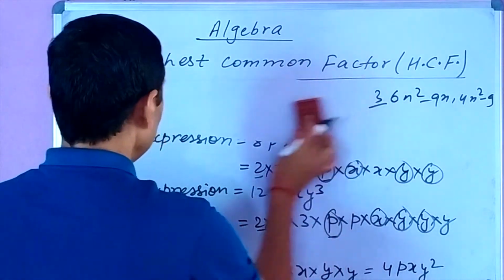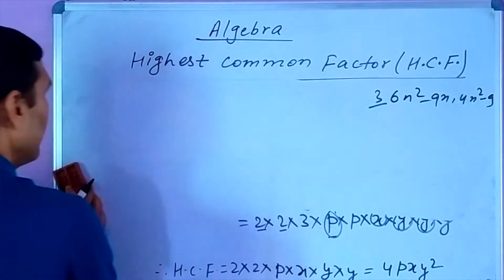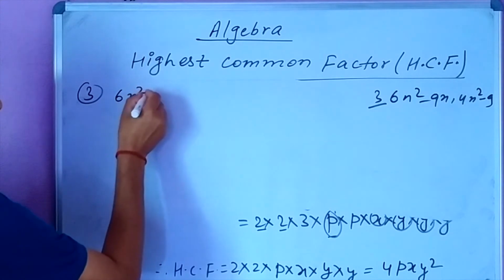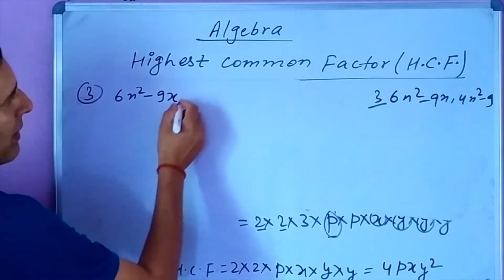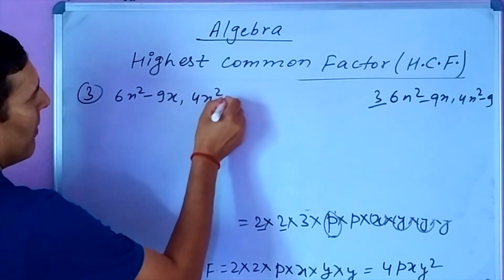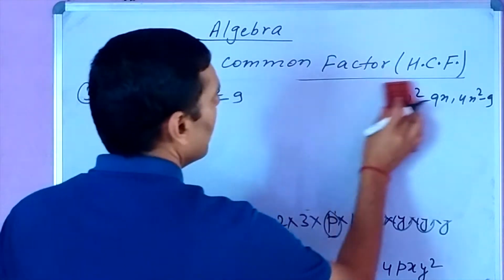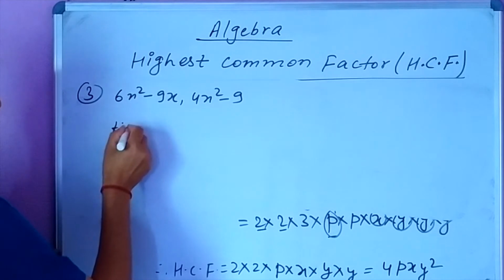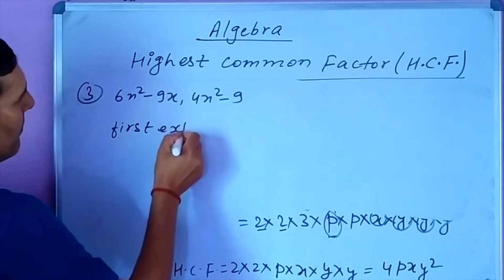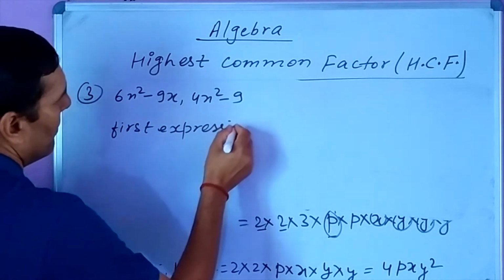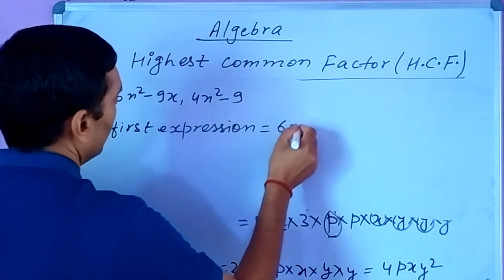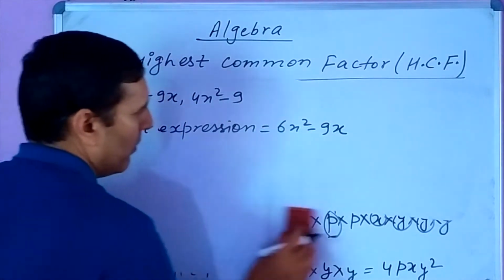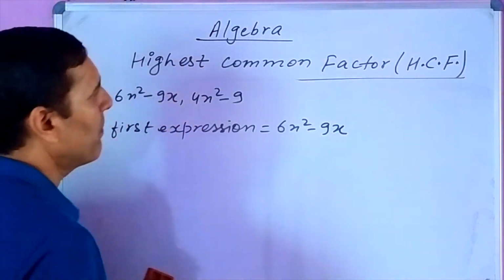Now let us take another example. Example 3: we have 6x square minus 9x as the first expression, and 4x square minus 9 as the second expression. So first of all, taking the first expression, 6x square minus 9x. Now we have to factorize this expression.